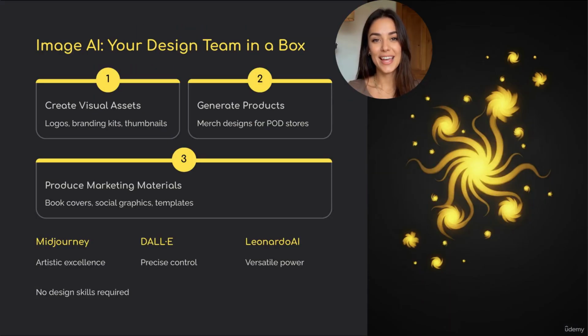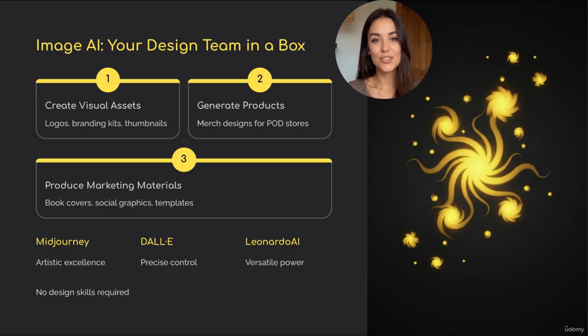Image generation AI tools allow you to produce professional-grade visuals instantly. Midjourney, DALL-E, and Leonardo AI can create everything from logo concepts to merch artwork, product covers, thumbnails, illustrations, and full brand identities. These tools eliminate the need for Photoshop or design expertise. You simply describe what you want, refine the style, and download the result.